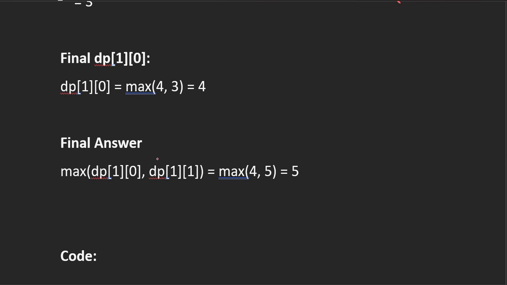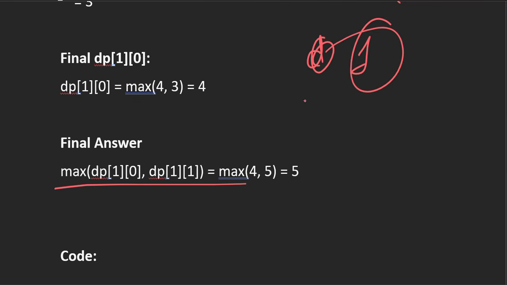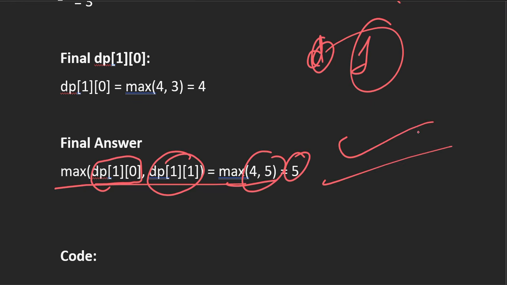So we have processed all the robots. Our last robot was robot number 1. So the final answer is the maximum of its left or its right, that is the maximum of 4 and 5. So 5 is the answer.